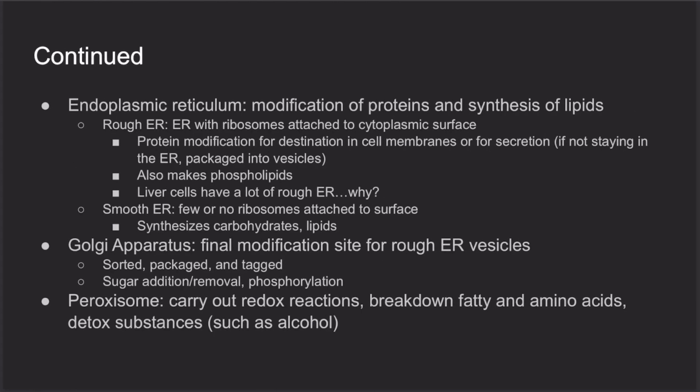Finally, we just have a few more I want to go over. The endoplasmic reticulum. This is where you have the modification of proteins, and also you can get some synthesis of lipids. There's two types. You have the rough ER. ER stands for endoplasmic reticulum, and the rough ER is an endoplasmic reticulum with ribosomes attached to a cytoplasmic surface. So the rough ER looks like this.